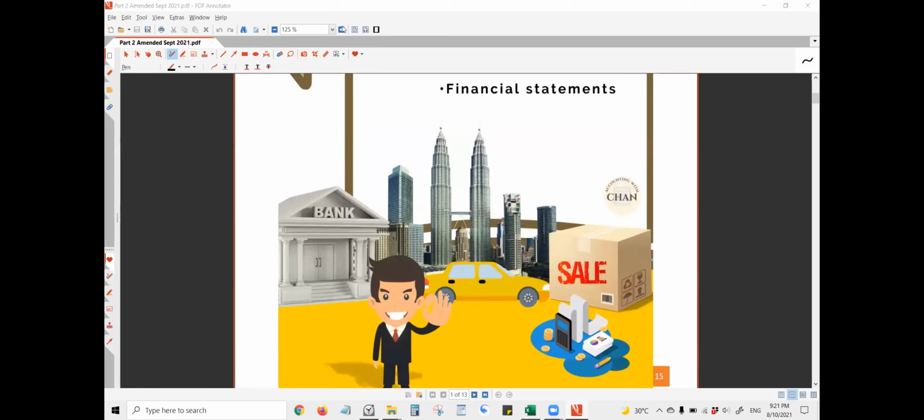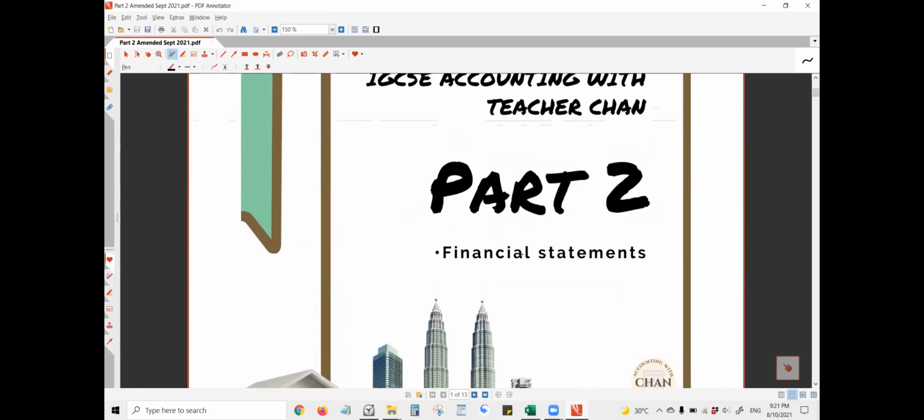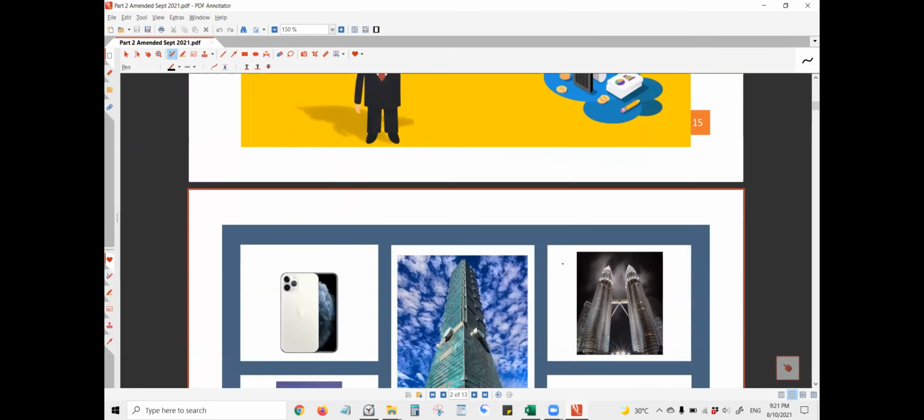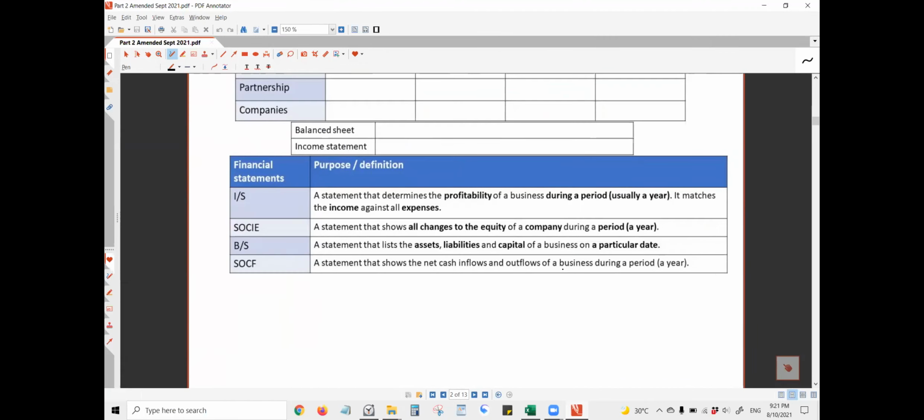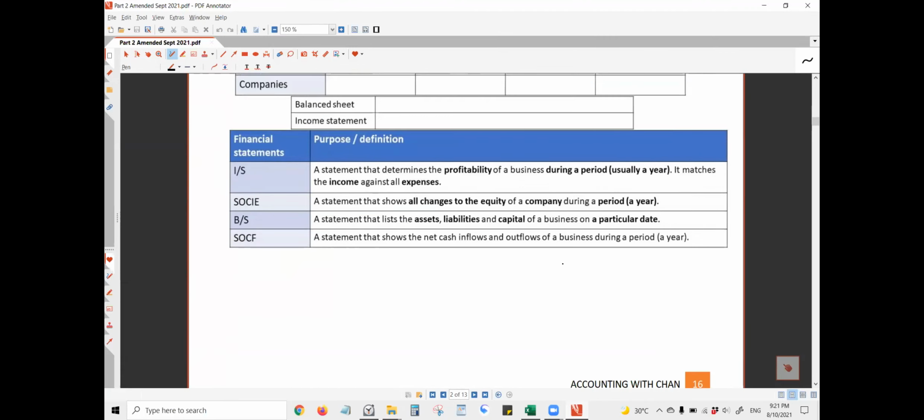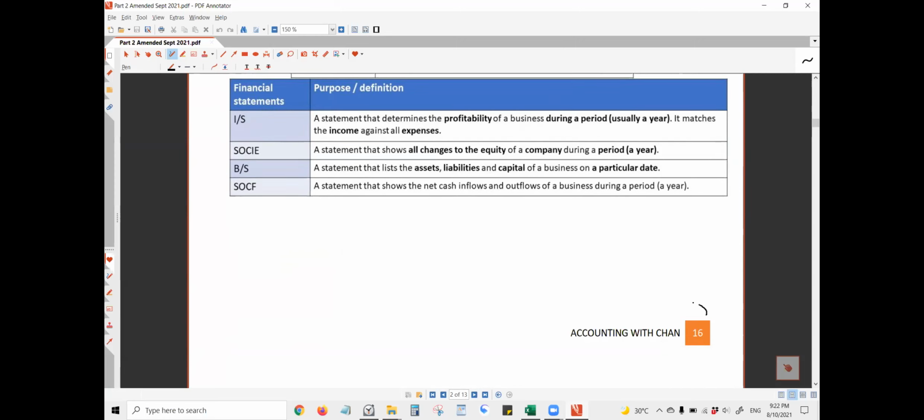Page 15. Okay, so this is a new chapter. We call it financial statements. So what are financial statements? I will tell you. Just like all the new subjects you learn, every time you learn a new subject, there will be a group of new terminology. Agree, right? There'll be a group of new terms that you have to learn. So page 16. Let me tell you what are financial statements.